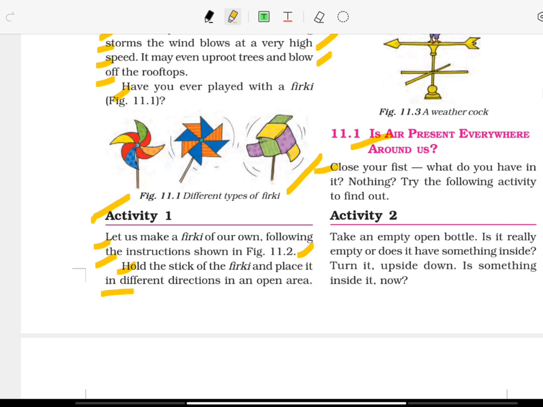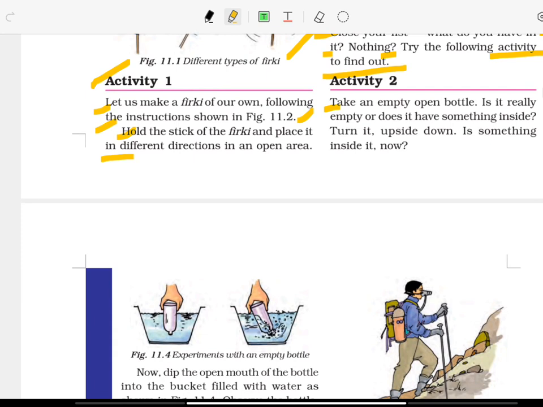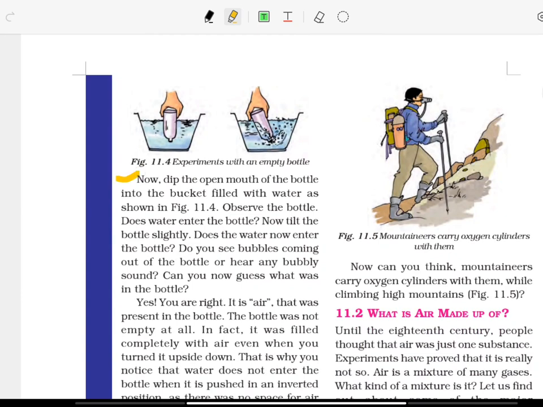Close your fist. What do you have in it? Nothing? Try the following activity to find out. Activity 2. Take an empty open bottle. Is it really empty or does it have something inside? Turn it upside down. Is something inside it? Now dip the open mouth of the bottle into a bucket filled with water as shown in Figure 11.4. Observe the bottle. Does water enter the bottle? Now tilt the bottle slightly. Does the water now enter the bottle?